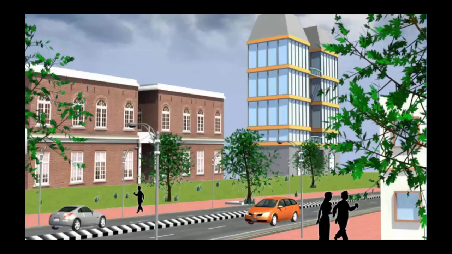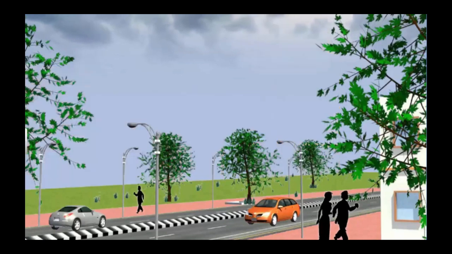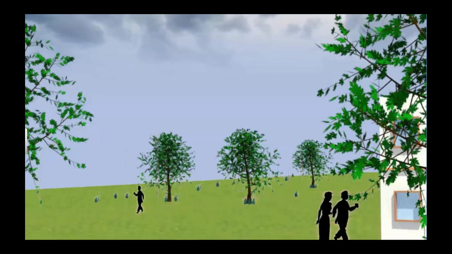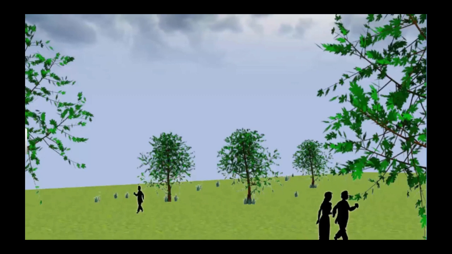Imagine a world without metals, glass, fuel and construction materials. There would be no buildings, transport, roads, industries, machines or appliances.